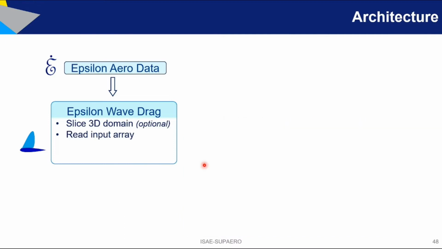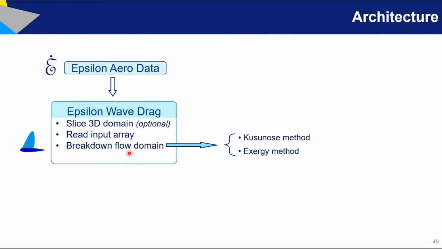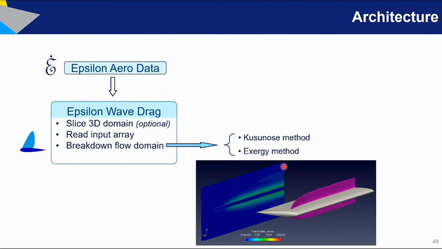The following step is to read the input array. Basically, the information that has been written by the filter when it's applied to Epsilon aerodata, it receives the VTK arrays coming from this filter, so it is internally converted into Python arrays because that's something we can modify and edit. And when this information is read inside the Python code, it allows me to perform a breakdown of the flow domain. There are two methods currently coded. The first one is Kusunose, that was the very first method allowing to decompose a profile drag into wave drag and viscous drag, and a recent method based on XRG.